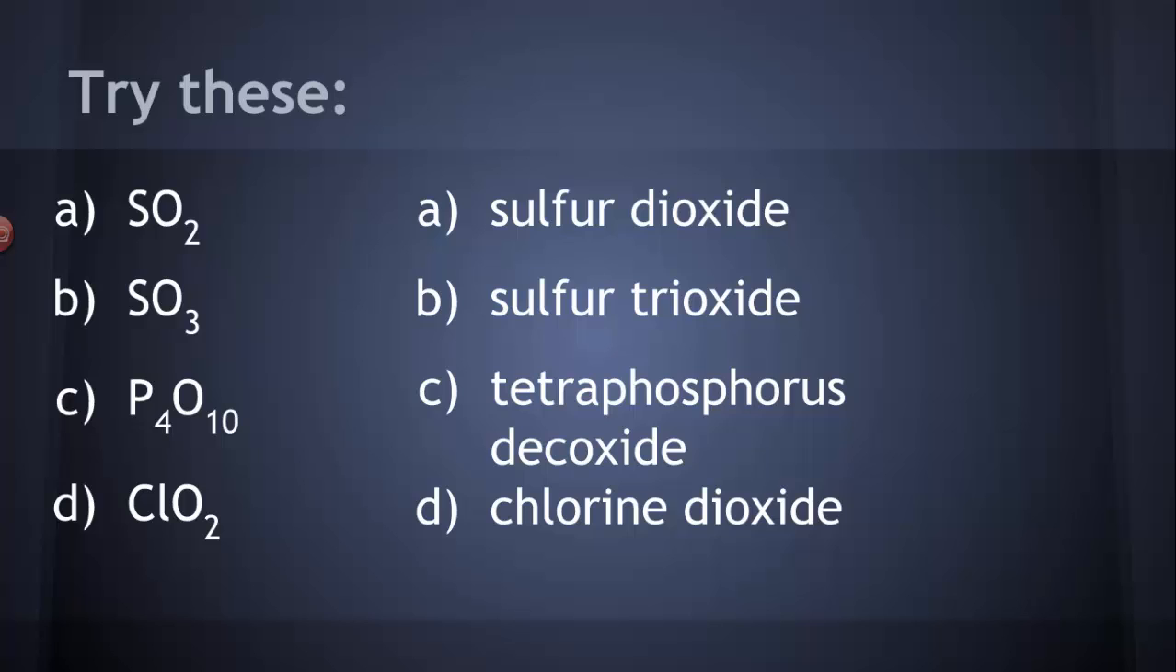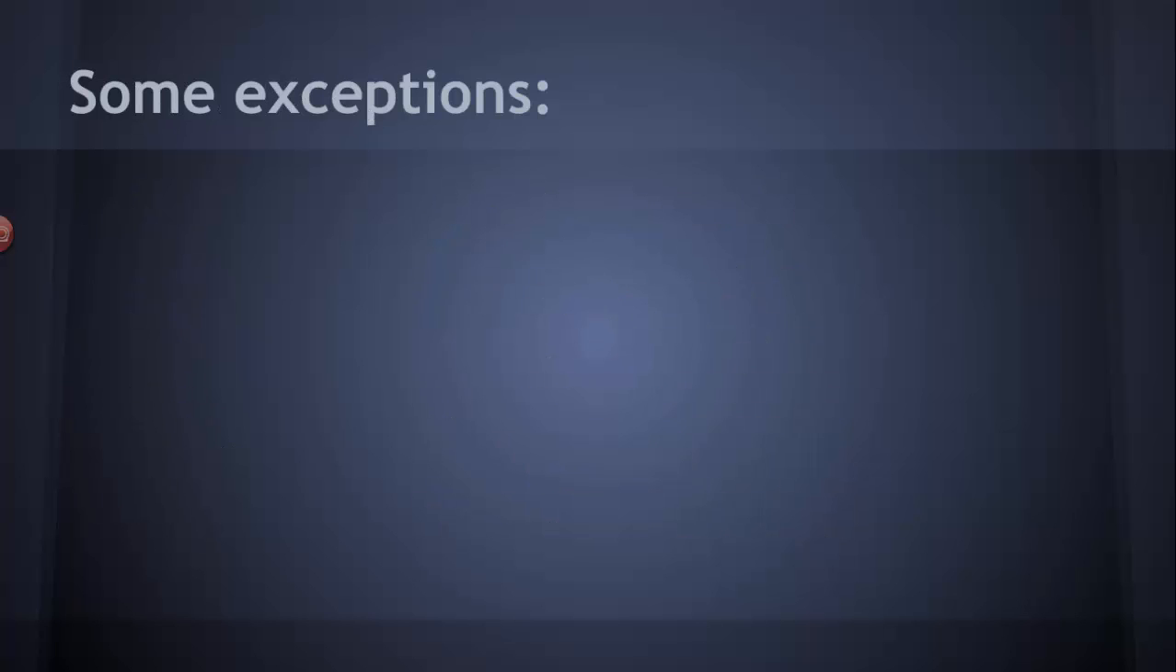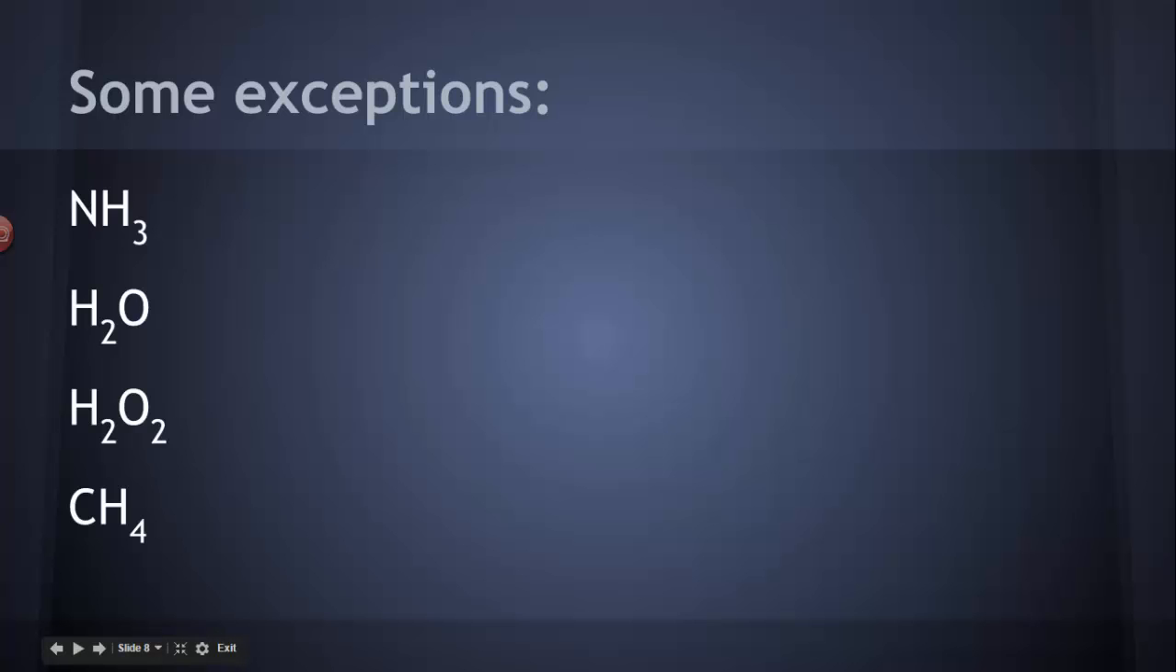Pretty simple. You just write what you see in the formula. To go the other way, you just write down the formula based on what the name tells you to write. The name tells you what elements and how many there are in the formula. It's pretty easy. Now, there are some exceptions. There are some compounds that are so common and have names that are so old that we use their old names, their non-systematic names. Look at these four.